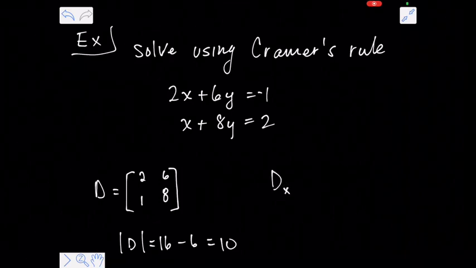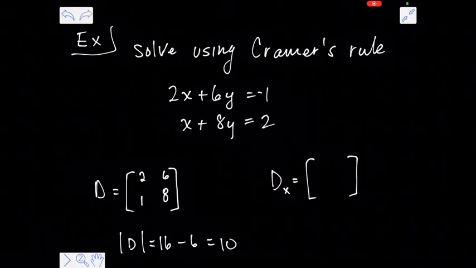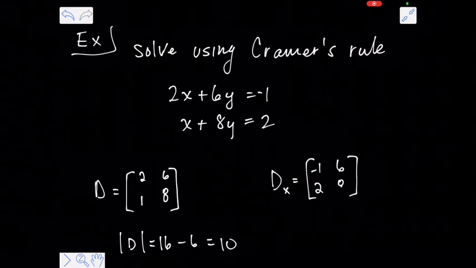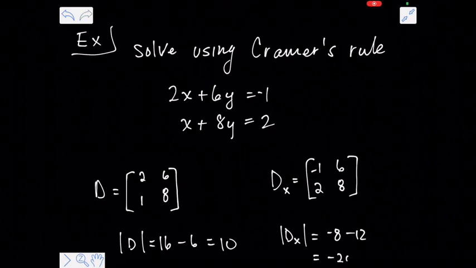Next one would be a matrix where the coefficients that were in the x column are going to be replaced with these values here. So in the first column it would be negative 1 and 2. Second column just keeps those same values, 6 and 8. So the determinant of d sub x is that product, which is negative 8, minus that product, which is 12, so that's negative 20.